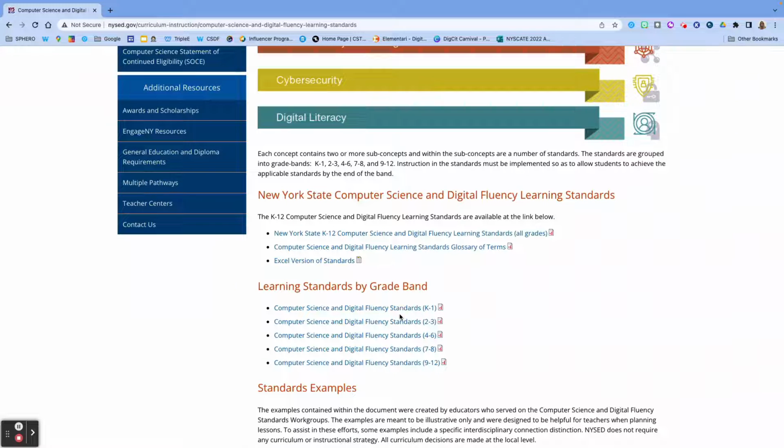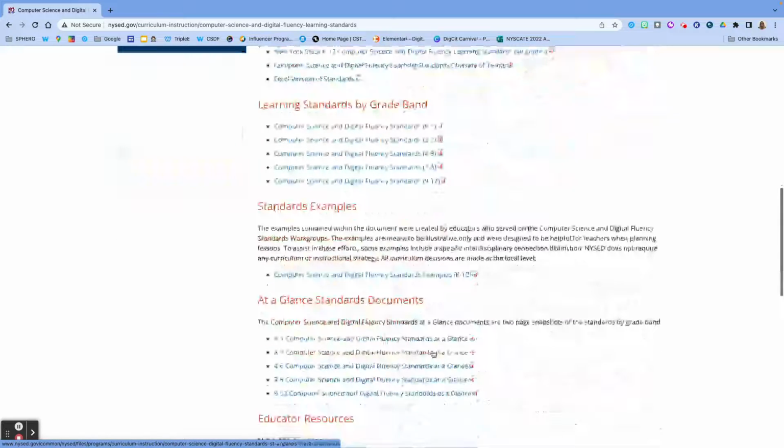Below that are the learning standards by grade bands. I highly recommend that you look at the grade band below and the one above to see what the students should come up knowing and where they need to go after they leave your class.